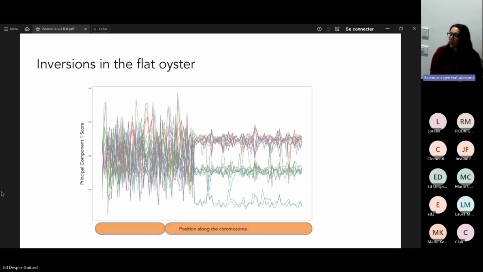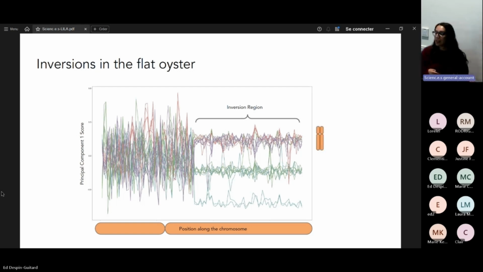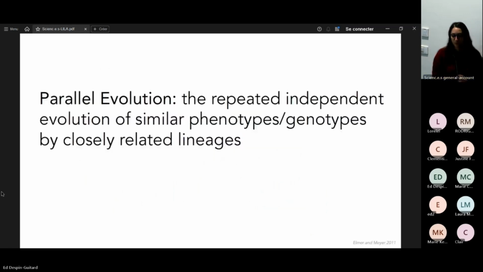So we've got the principal component 1 score on the y-axis, the position along the chromosome on the x-axis. And then we see these inversion regions popping out. So we see the 3 groups emerging that correspond to the groups that I showed you earlier. So we've got the individuals that are homozygous for one allele, the individuals that are heterozygous, and the individuals that are homozygous for the other allele.